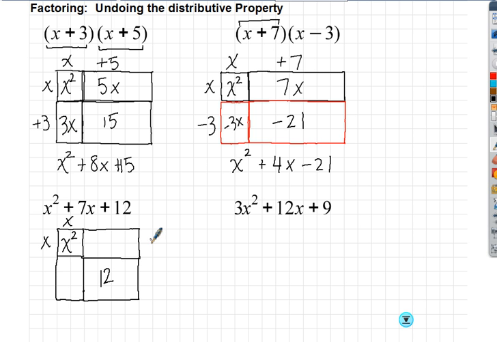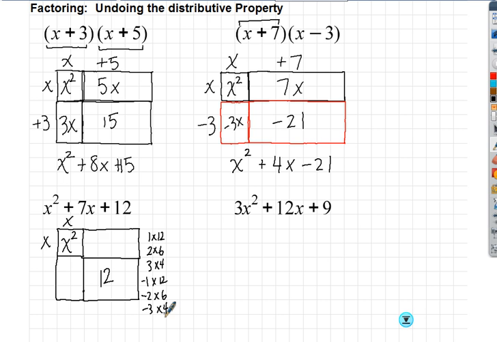So let's think about what numbers multiply to 12. 1 times 12, 2 times 6, 3 times 4. I also could do negative 1 times 12, because here we dealt with a negative, negative 2 times 6, and negative 3 times 4.